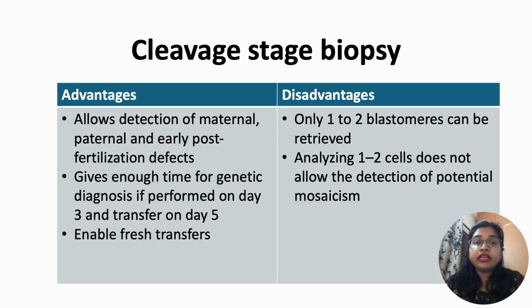Its advantages are, it allows detection of maternal, paternal and early post-fertilization defects as compared to the polar body biopsy. It gives enough time for genetic diagnosis if we are performing it on day 3 and transfer on day 5. So it enables us to do a fresh transfer, which is not possible with day 5 biopsy. Its disadvantages are, only 1 or 2 blastomeres can be retrieved, and analyzing only 1 or 2 cells does not allow the detection of potential mosaicism. So potential mosaicism we can miss with a day 3 biopsy.